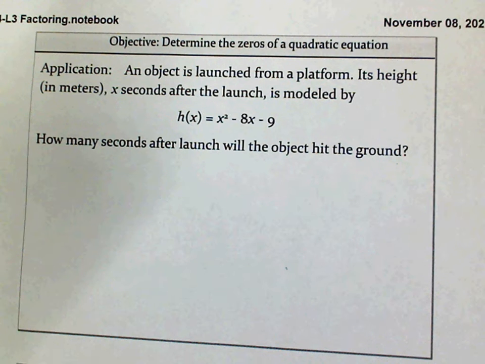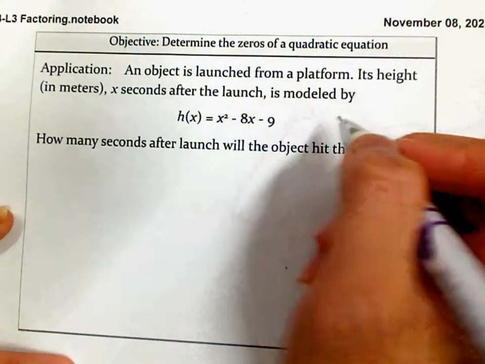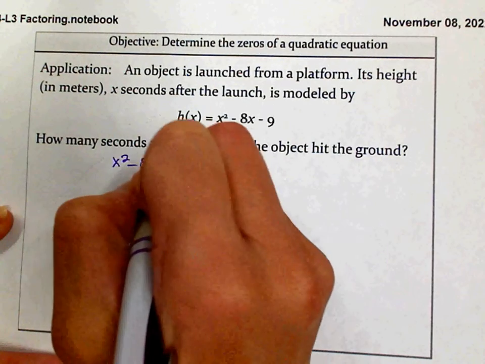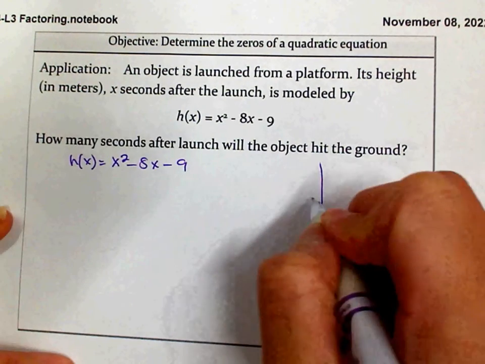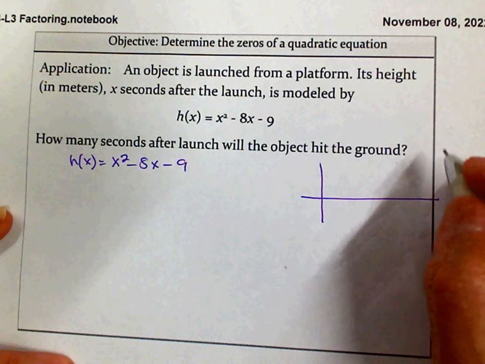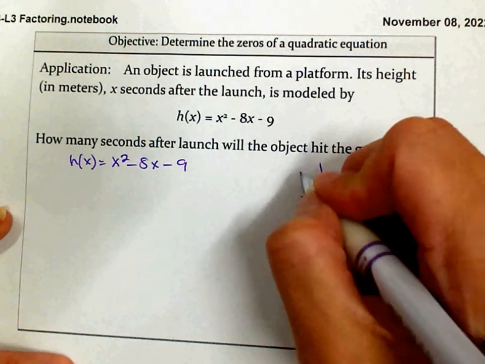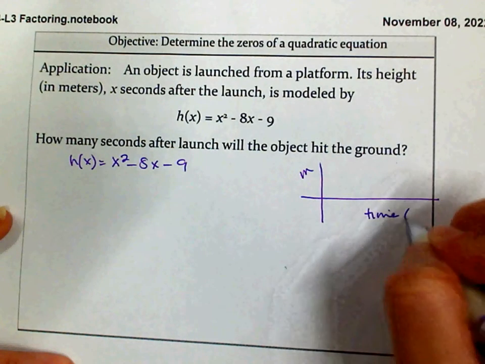All right, let's look at an application problem. I didn't put any on your homework, but here's an application problem. An object is launched from a platform. Its height in meters, x seconds from the launch, is modeled by the following: x squared minus 8x minus 9. Basically you have a graph here. Here's the height in meters, and here's the time in seconds.